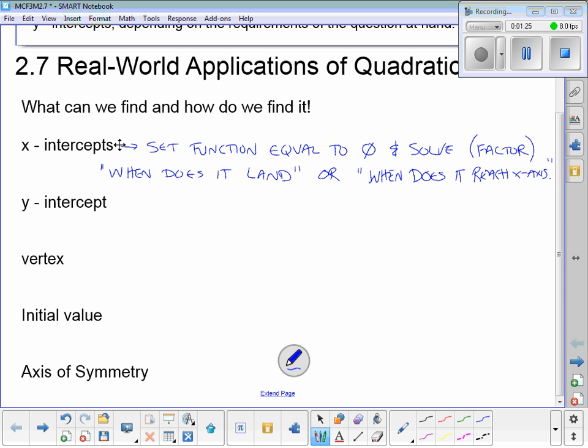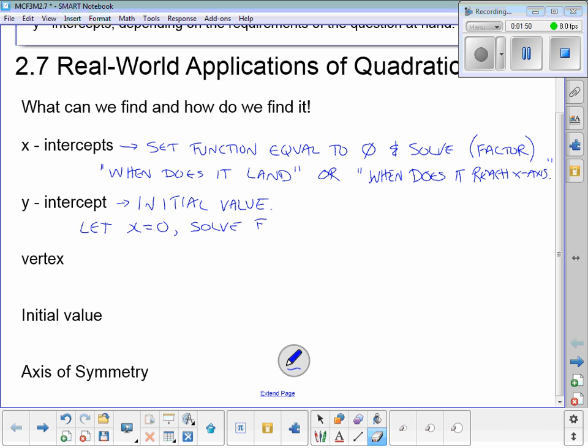Okay, y-intercept. Hopefully by now, as soon as you see y-intercept, you should be thinking initial value. No matter what, we let x equal 0 and solve for y. It doesn't matter what form. It doesn't matter whether it's in factored form or standard form. Just plug x equals 0 into it and you will get your answer.